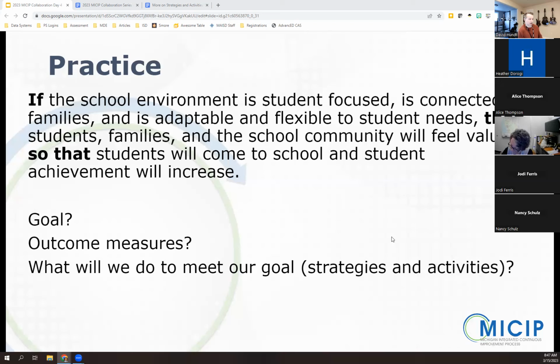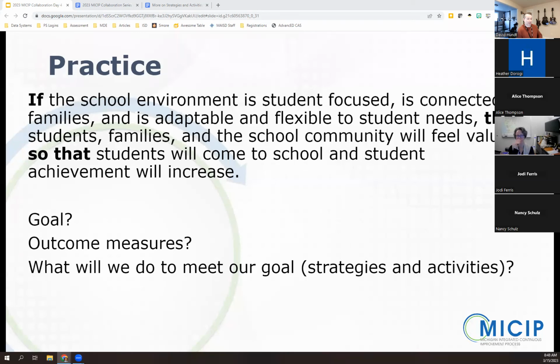So then what about our outcome measures? What might we be looking at in this case to see if what we're putting into place worked? Improved attendance, yep, and SEL outcomes, attendance data, student achievement data, yep. So right, we're looking at that spot, right? So that students will come to school and their achievement will increase. So all those pieces.